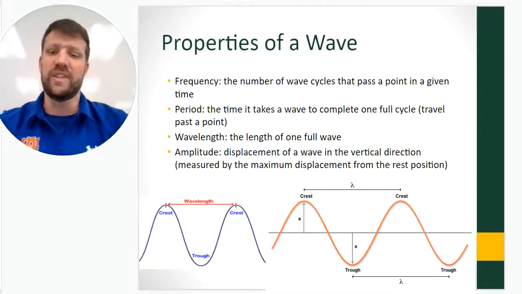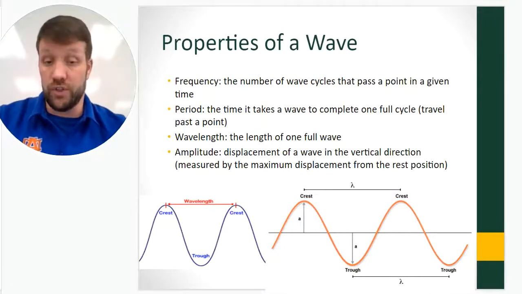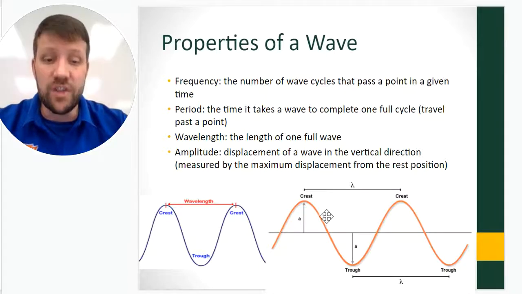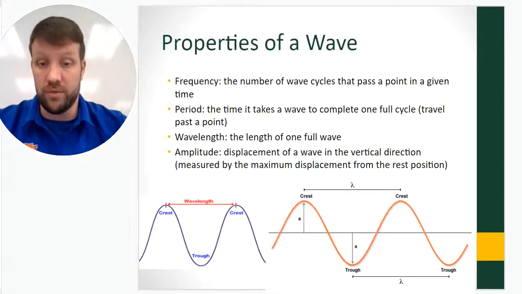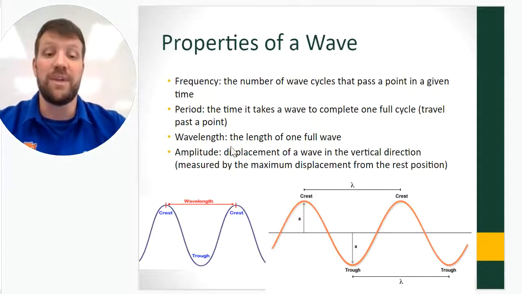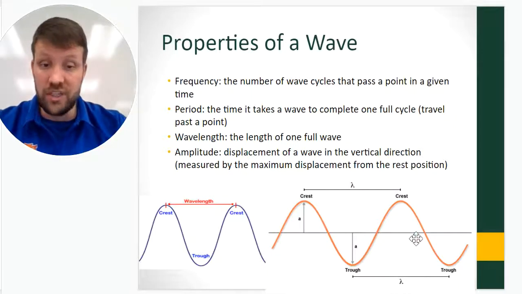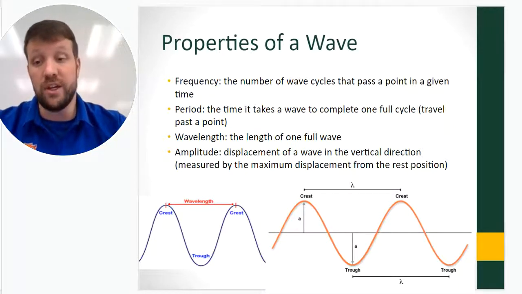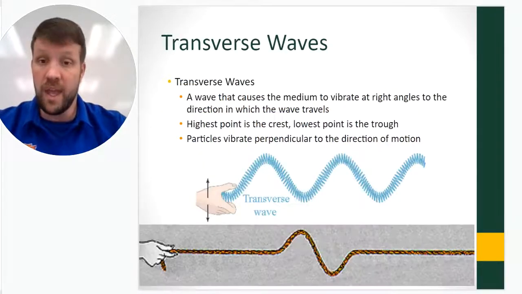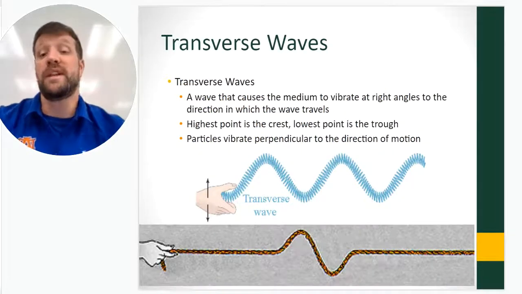And then the amplitude is the displacement of a wave in the vertical direction. And that's really to say how high is the crest, how low is the trough. Okay, this is measured by that maximum displacement from our rest position, the rest position being our line through the middle here. Okay, now there's two types of waves that we're going to consider.